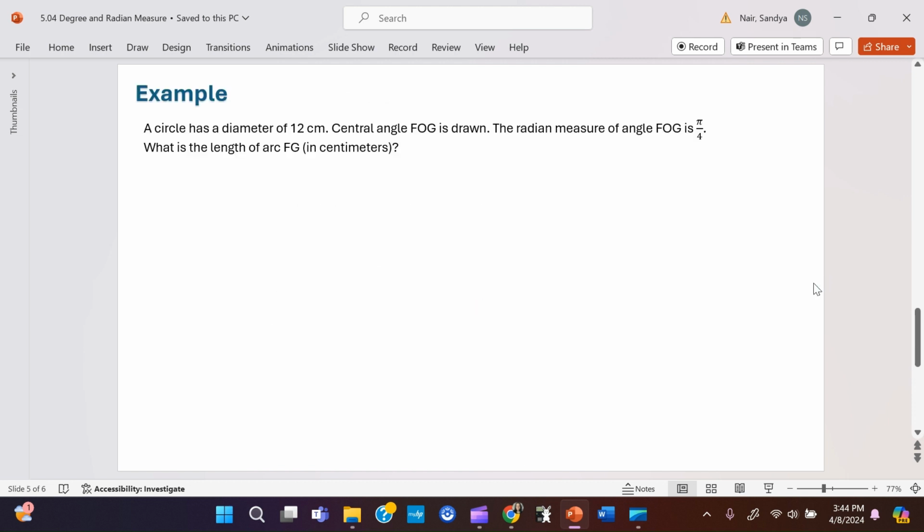So let's imagine we're solving this problem. It says a circle has a diameter of 12 centimeters. So whenever they don't give me a diagram on these problems, I always go ahead and sketch my own.